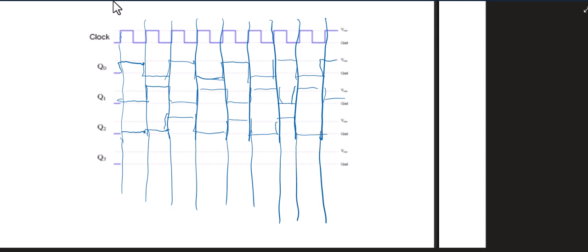And then we'll have an even longer delay for Q3. So Q3, we'll look at what Q2 was, that was 0. Look at what Q2 was, that was 0. Look at what Q2 was, that was 0. And then now it's 1, and then 0, and then 1, and then 0, and then 1, and then 0.